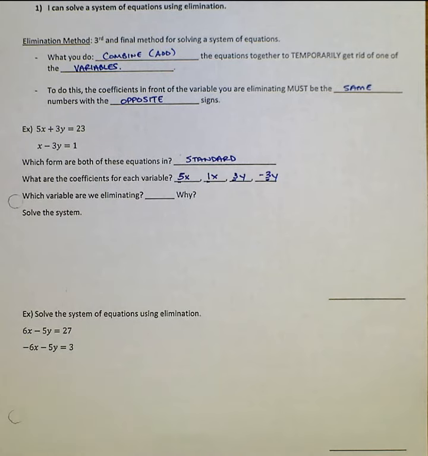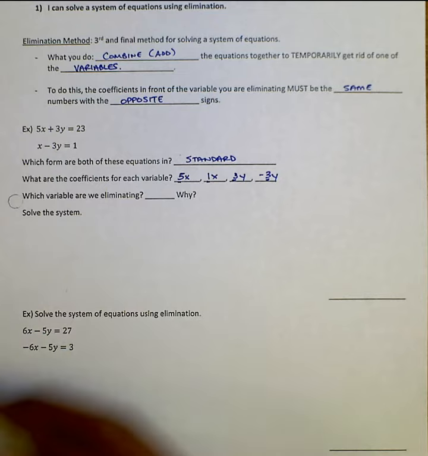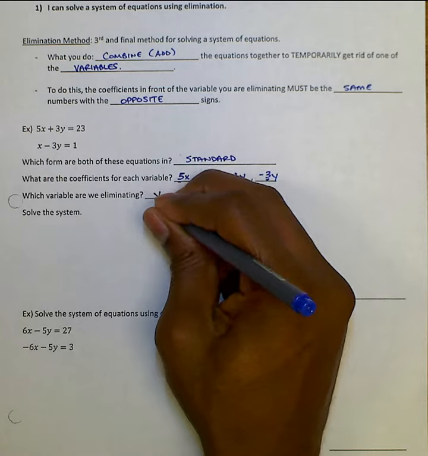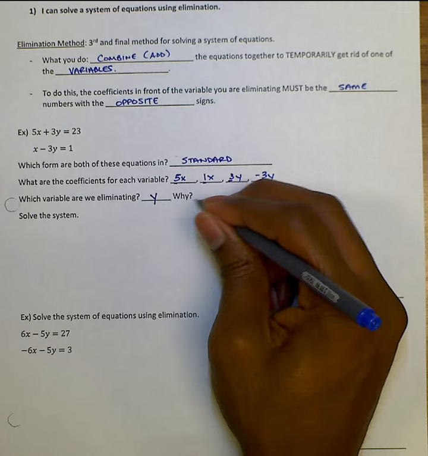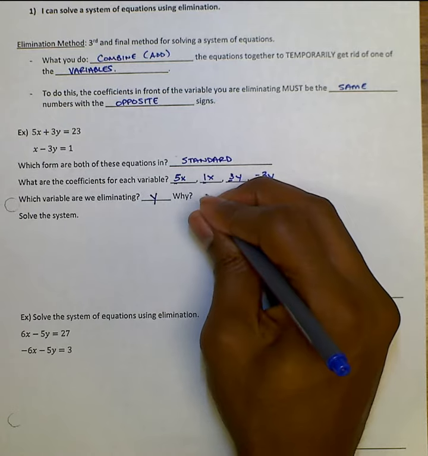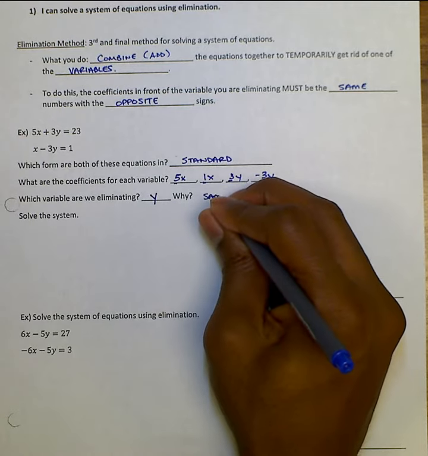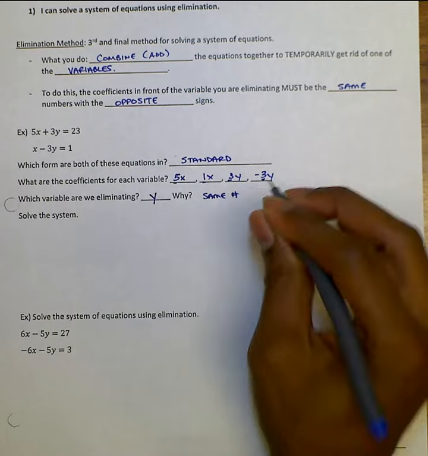So, which variable are we eliminating? As you look back at what we wanted, variables with the same number and opposite signs. So here we're going to eliminate the y, because they have the same number and opposite signs.